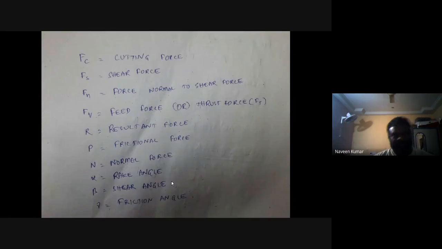Now you write down. Under the diagram, write down: Fc cutting force, Fs shear force, Fn force normal to shear force, Fe feed force or thrust force, R resultant force, P frictional force and N normal force, alpha rake angle, beta shear angle, gamma friction angle.